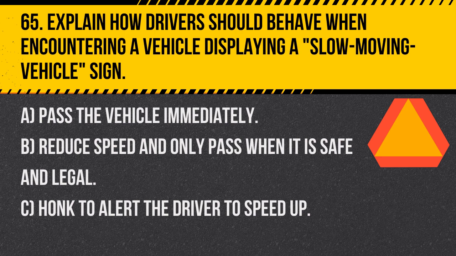Question 65. Explain how drivers should behave when encountering a vehicle displaying a slow-moving vehicle sign. A. Pass the vehicle immediately. B. Reduce speed and only pass when it is safe and legal. C. Honk to alert the driver to speed up. Answer: B. Reduce speed and only pass when it is safe and legal. Slow-moving vehicle signs indicate that the vehicle is moving slower than normal traffic, and drivers should pass safely.